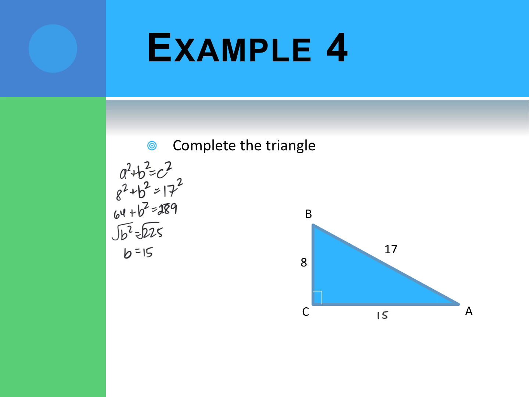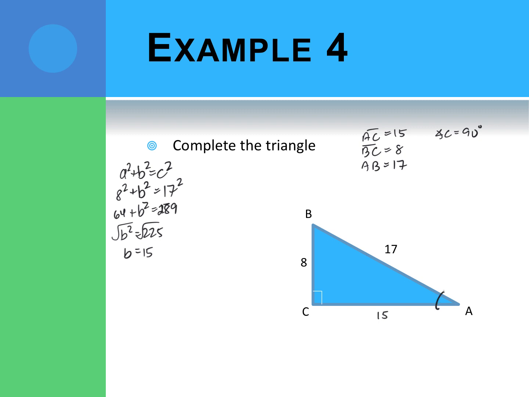So complete the triangle. I've got side AC equals 15. I have side BC equals 8, and side AB or BA equals 17. So I have my three sides. Now I just need my three angles. Well, angle C is easy. It's 90 degrees. It always is, right? Now I need to find angle A.